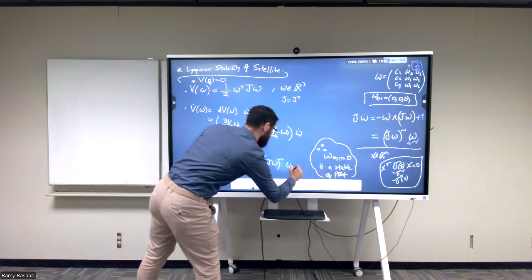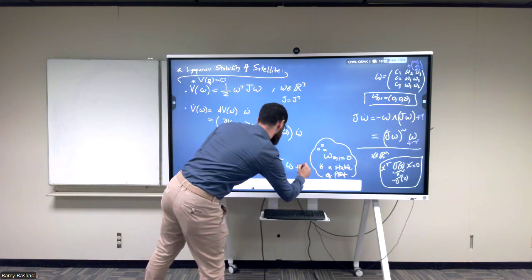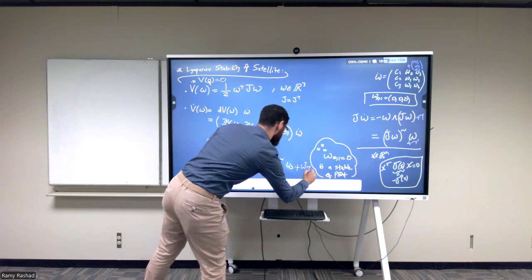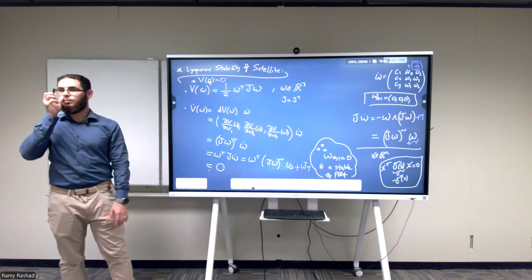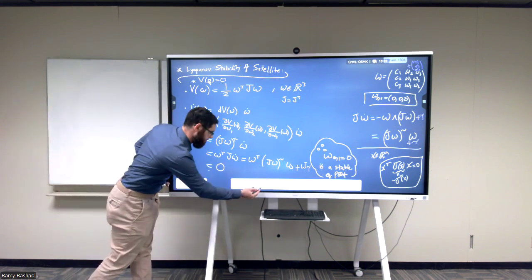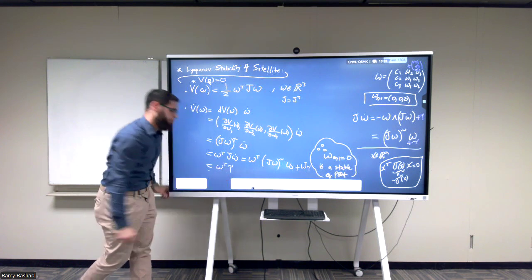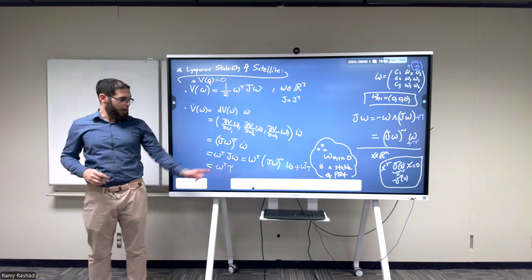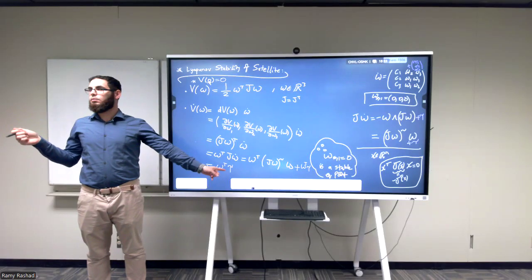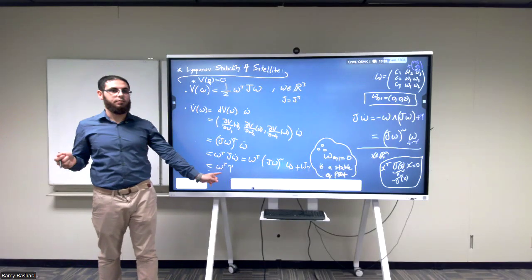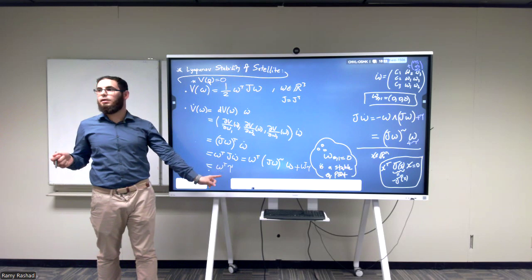I'm going to get here plus omega transpose tau. And this will be omega transpose tau. Now you have the input as part of the Lyapunov analysis, the stability.